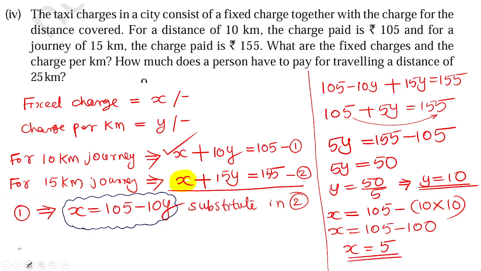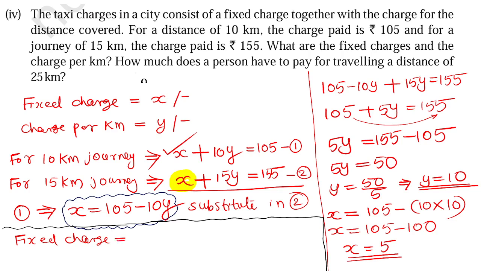So the conclusion is required. Let me write the conclusion here. The conclusion is the fixed charge. That is X. The fixed charge is X. It is 5 rupees. The fixed charge is 5 rupees and the charge per kilometer is equal to Y rupees, that is rupees 10. The first part is over.